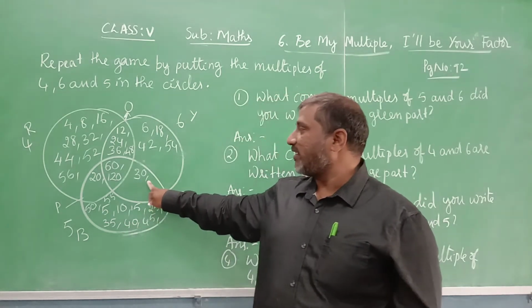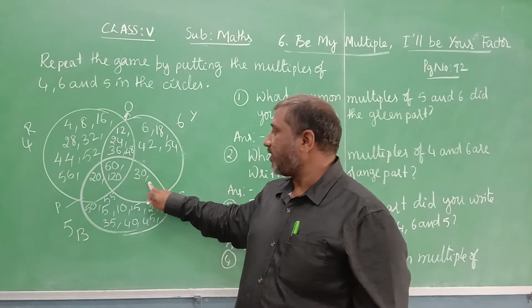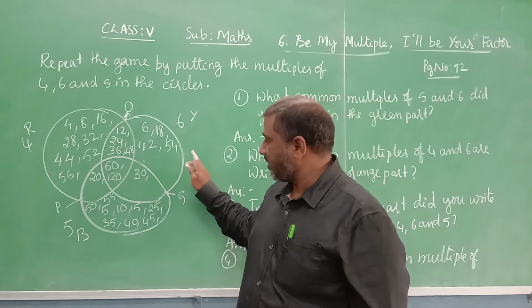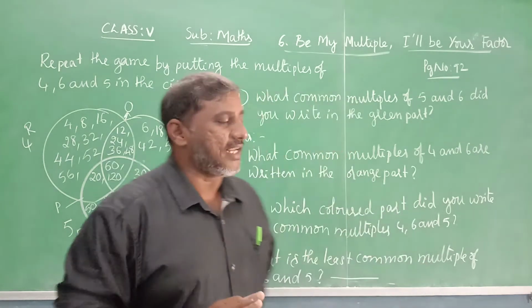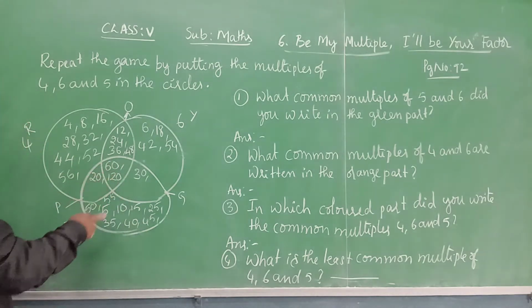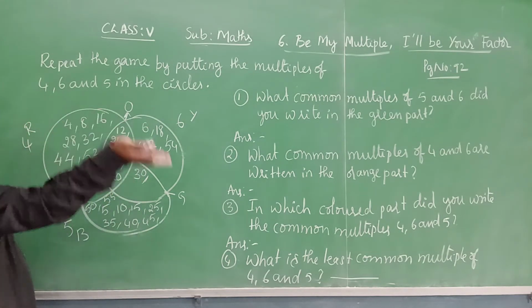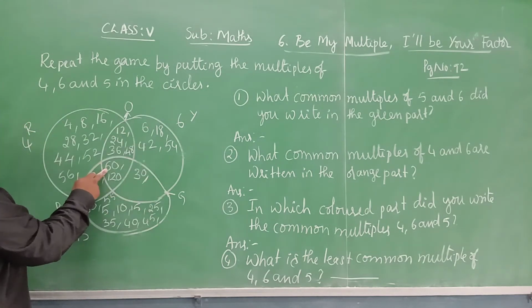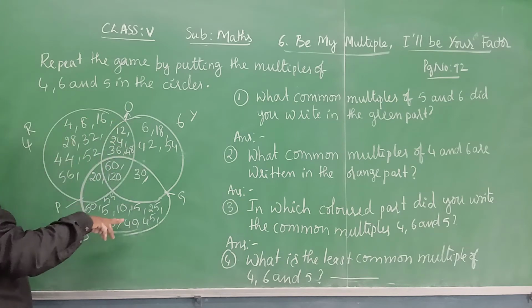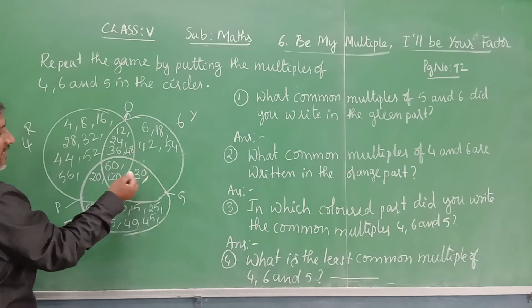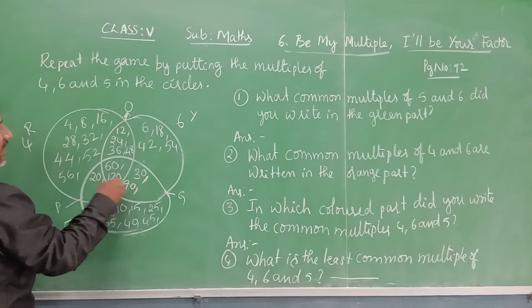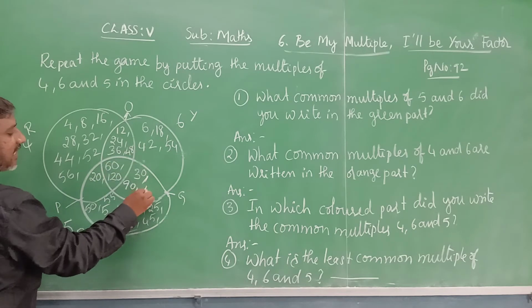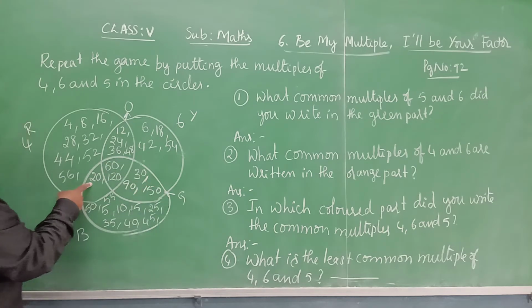Similarly, we got only one common multiple, 30, for 6 and 5. So the next common multiple will be what? 60, but 60 is the common multiple for all the numbers. So after 60 it is 90. Then 120 is in here. Then it is 150. So here I wrote 20.